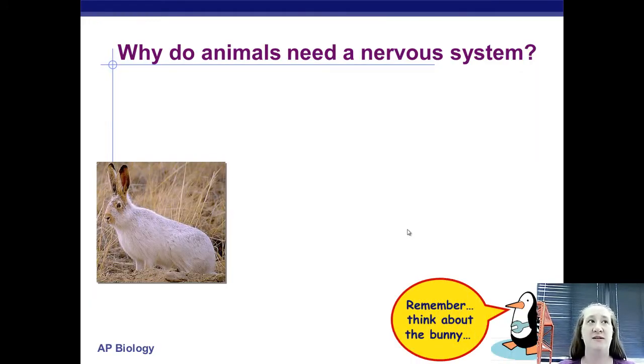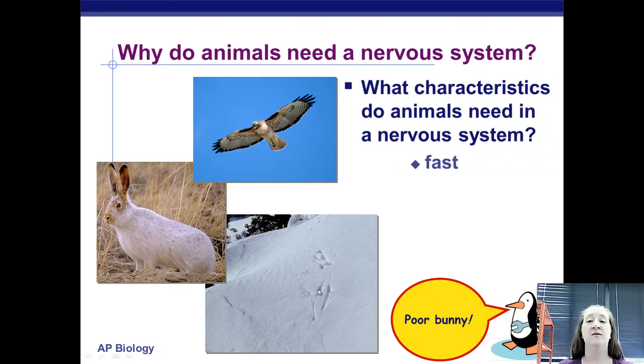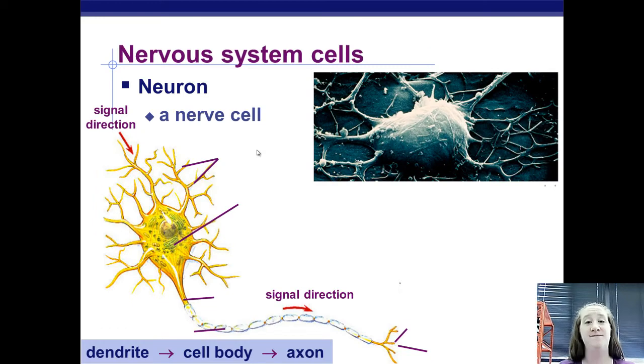So why do we need a nervous system? Well, you've got a bunny, you've got a prey, and then look, no more bunny. Poor bunny. So your nervous system has to be fast so that you can respond when there is danger. It has to be accurate so you can run quickly when there is danger. It has to reset quickly so after you have run from something you don't freeze in panic. That would be bad because when you freeze in panic, you're easy pickings.